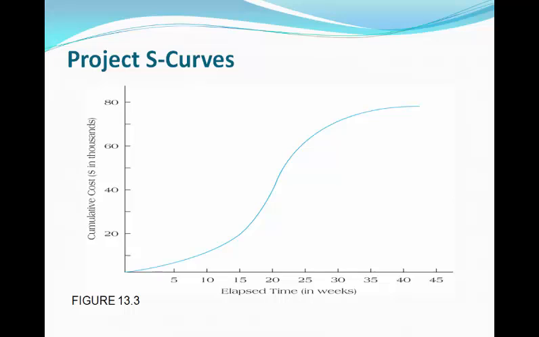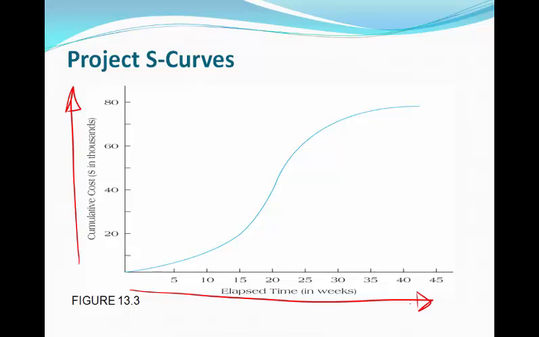Before we get into earned value, I'll introduce a couple of techniques used for project controls. Project S-curves is a technique that you can use to track the progress of your project. In this graph here, we see on the y-axis our cumulative costs for the project against the time or the schedule for the project on the x-axis.